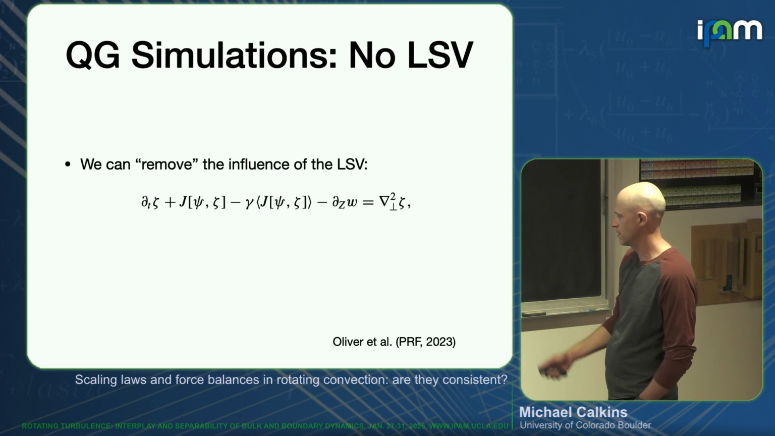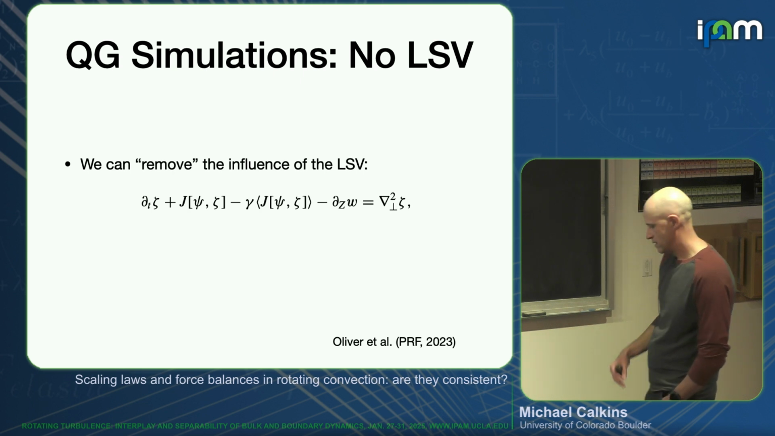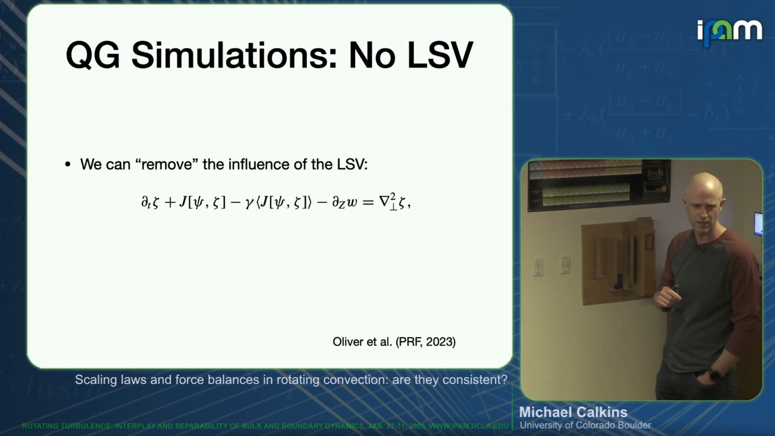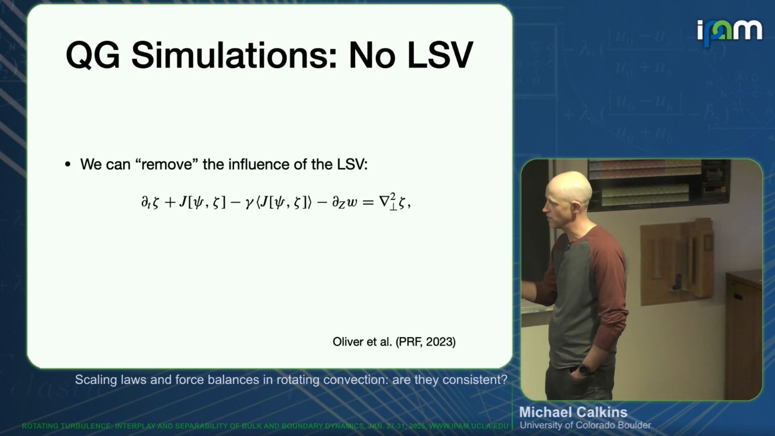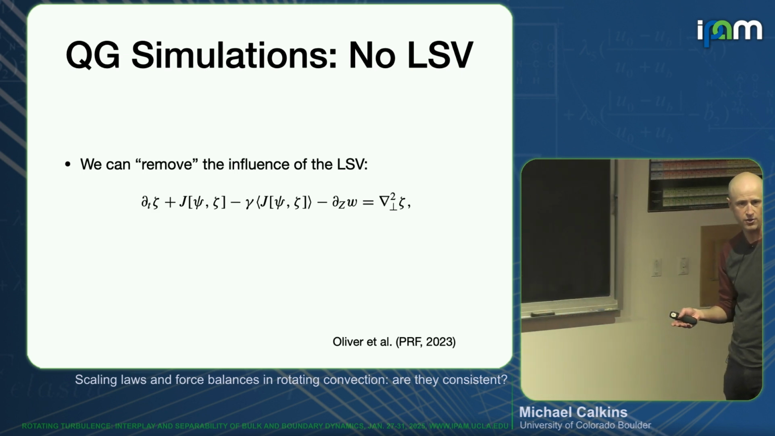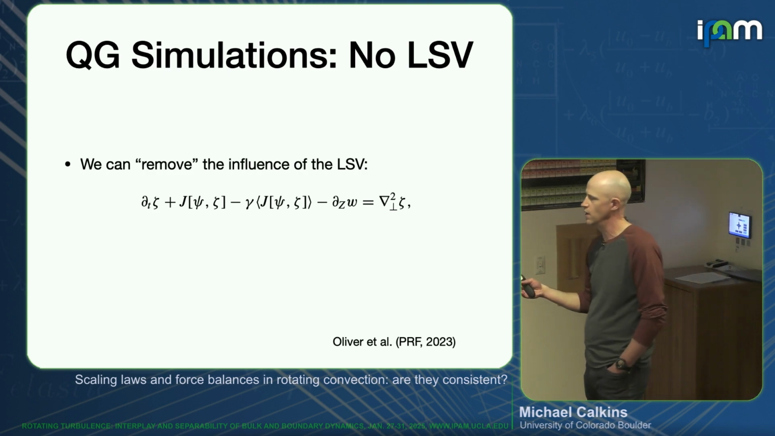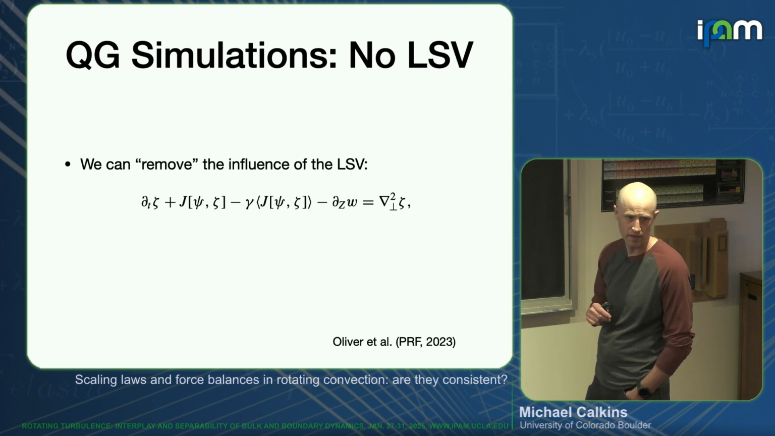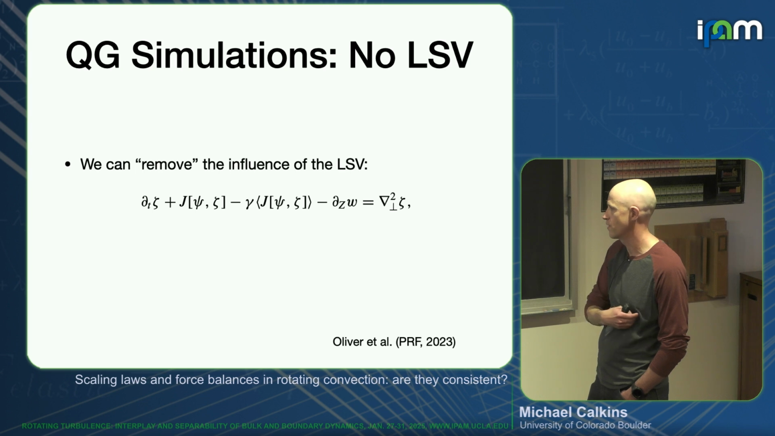One of the things that Tobias Oliver worked on in this paper was the following. He said, well, if the large-scale vortex is influencing the scaling behavior of these things, maybe it would be helpful to just eliminate it altogether. And there are physically motivated ways you could think about how to do this. For instance, you could have Ekman pumping, something that damps the large-scale flow. However, even with Ekman pumping, the large-scale dipolar vortex dominates the kinetic energy, even at very small Ekman number.